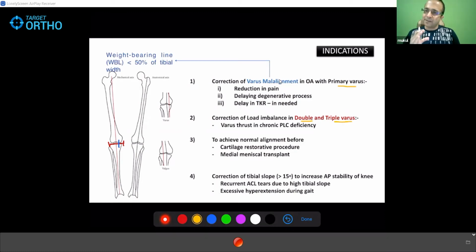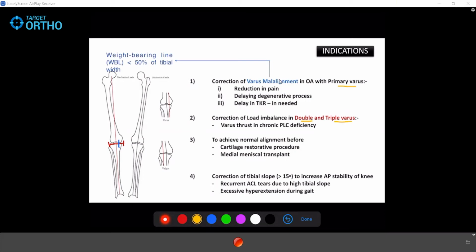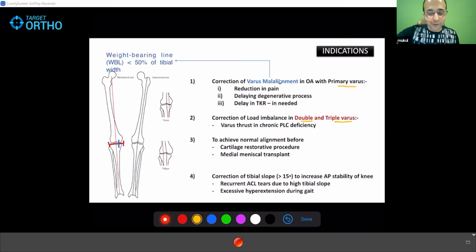Anyone who can answer me, what is double varus? What is triple varus? You can unmute and answer. Anyone? Okay, Anush, you are there? Yes, sir, I'm there, sir. May I ask you what is double varus versus triple varus? Have you heard these terms? No, sir. Okay, I'll introduce them to you.